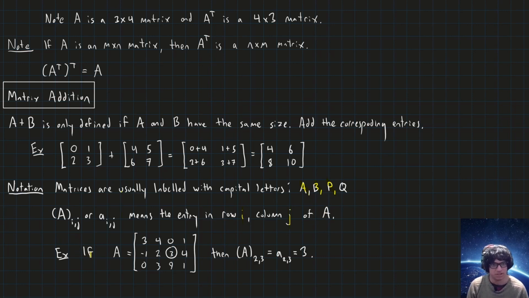Okay, so here's an example. Use that matrix A again. And let's say we write A_{2,3} like this. Then what this means is we look at row 2, column 3, and we look at the entry in that position. It's 3 here, so A_{2,3} is equal to 3.